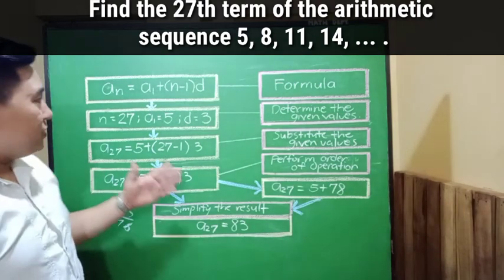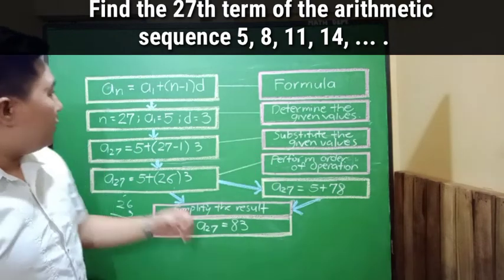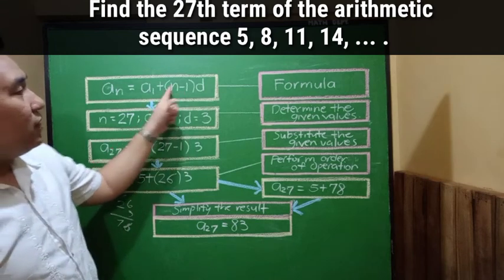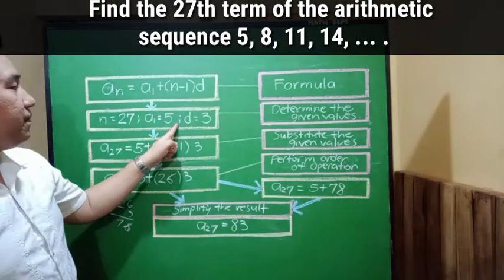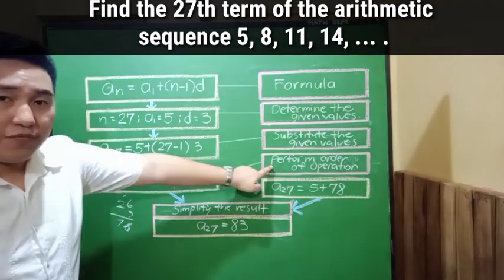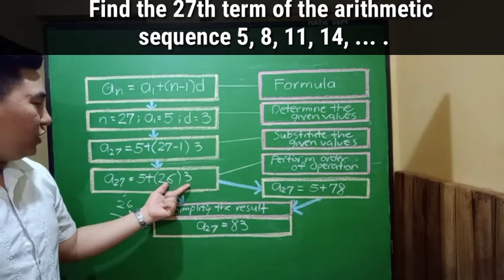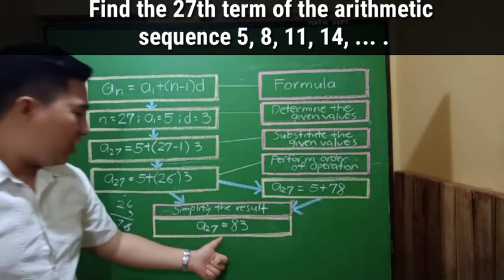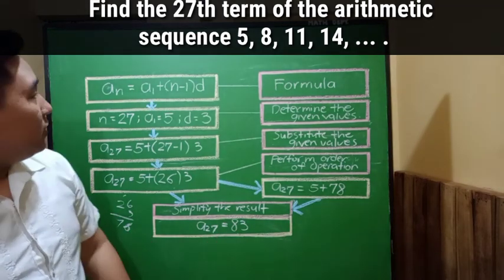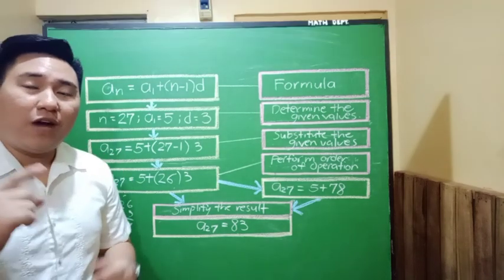Okay? So as you can see, it's clear. You just simply follow the procedure and then do the step-by-step solution. Okay? Formula. Determine the given values. Substitute the given values to the formula. Then we perform order of operations. So parentheses first, then we multiply, then we add. Then we come up with the result. Okay? So that's the second method on how to get the specific term of an arithmetic sequence.